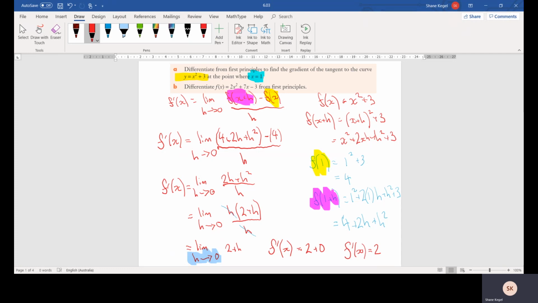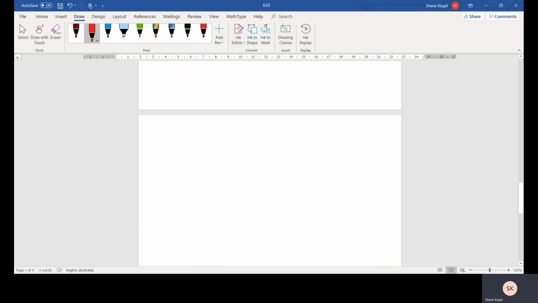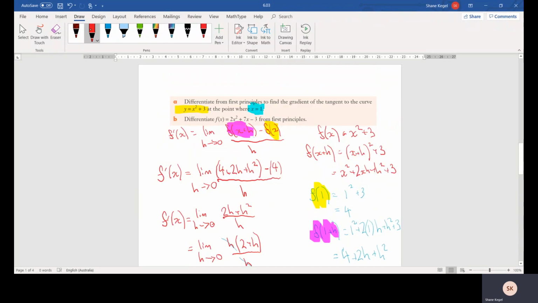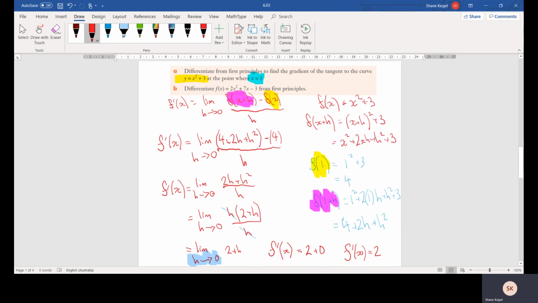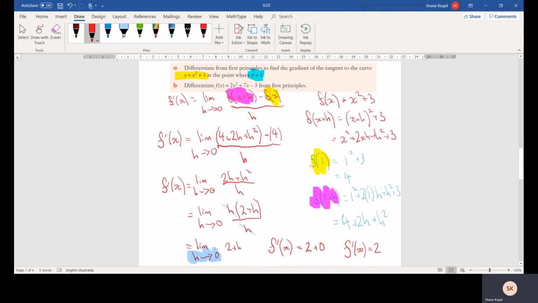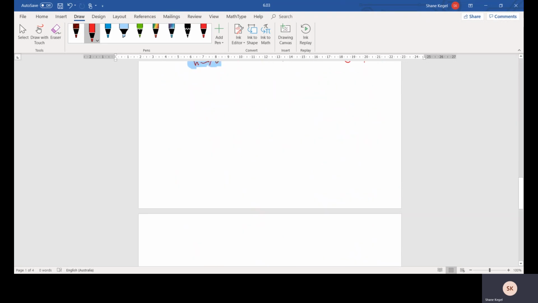Okay, let's look at part B of this question, which I've got a bit of room down here. So we're going to differentiate this function using first principles. So exactly the same as what we were doing before, except this time we're not given a point. So we don't want to find the gradient at a point. We just want to find the gradient function. So we could sub in any value of x to therefore find the gradient at that point.